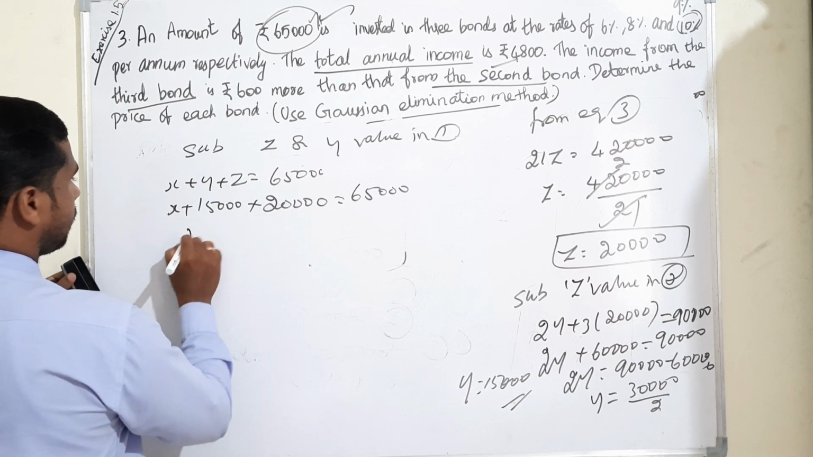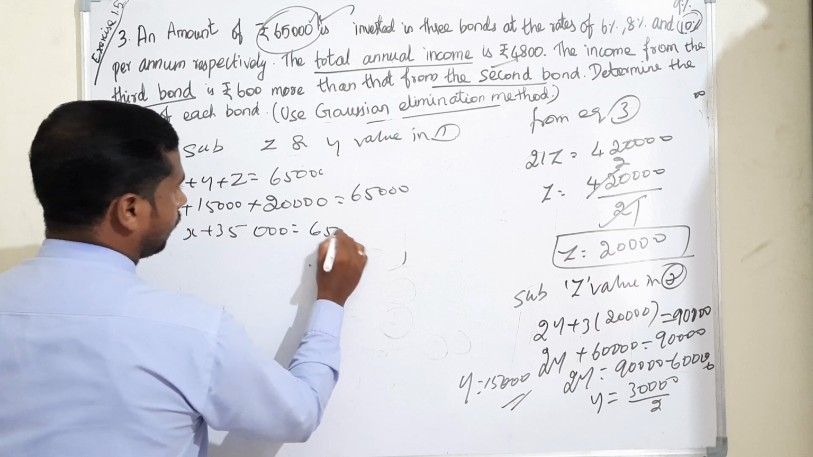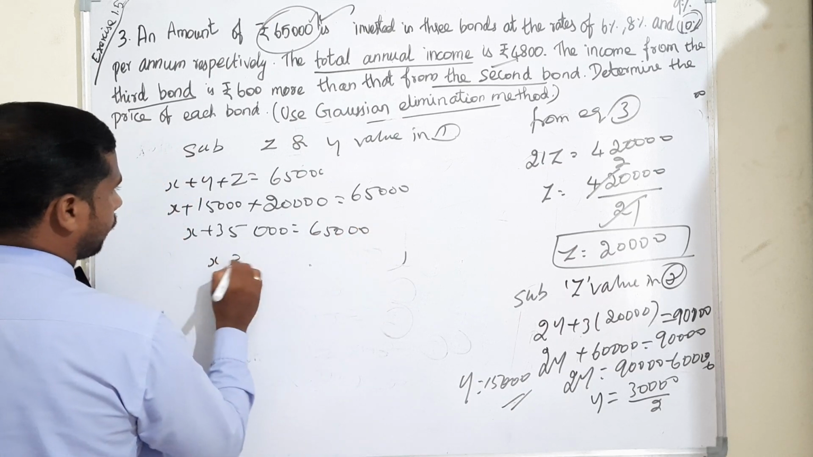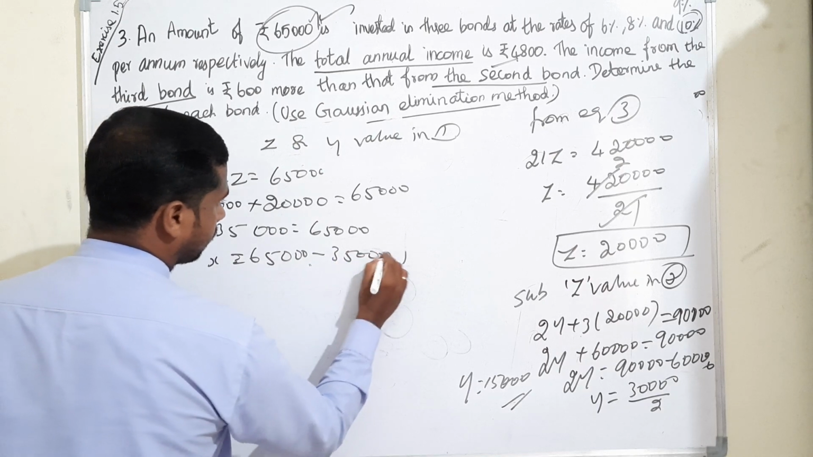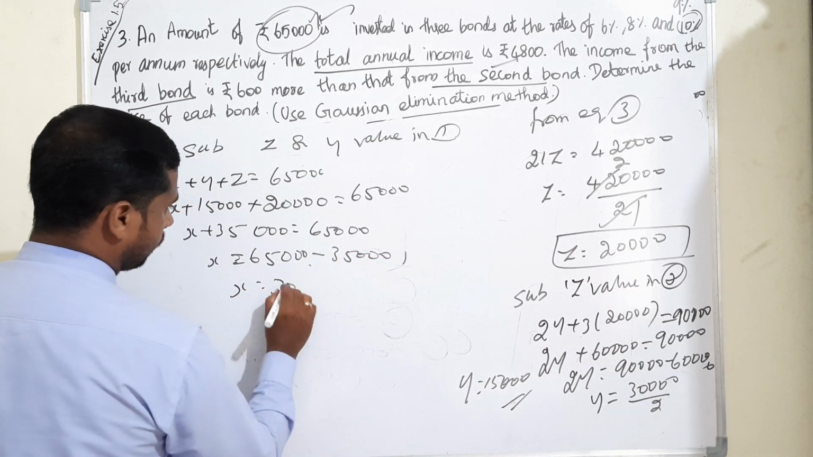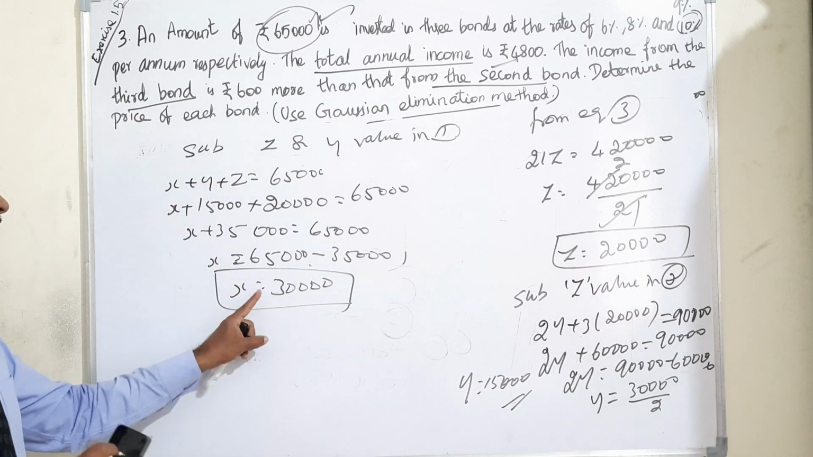20 plus 15 means x plus 35,000 is equal to 65,000. Therefore x is equal to 65,000 minus 35,000. Therefore x is equal to 30,000. This is the first bond, isn't it?